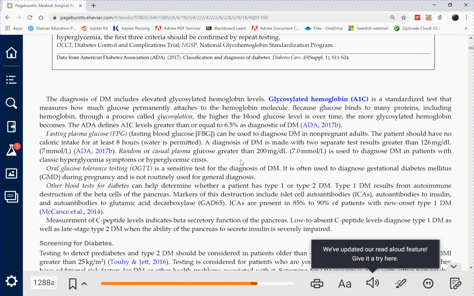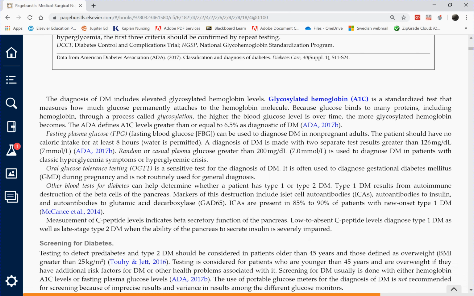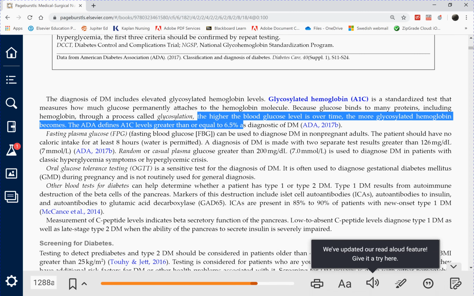Now, the hemoglobin. Glucose normally attaches to hemoglobin, and as they do that, there's a process called glycosylation, meaning the sugar stains the hemoglobin. When glucose attaches to the hemoglobin molecule, it leaves a sugar stain called glycosylation. Therefore, as described here, the higher the blood glucose is over time, the more glycosylated hemoglobin becomes.